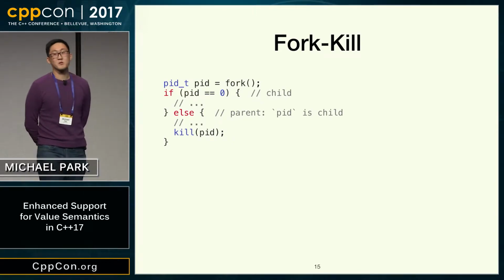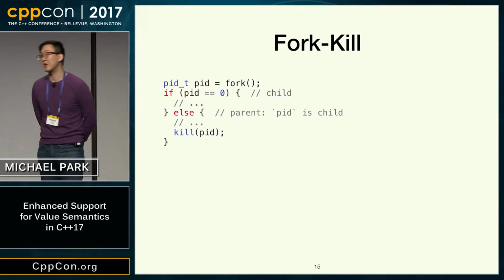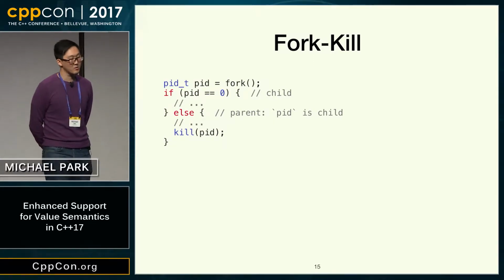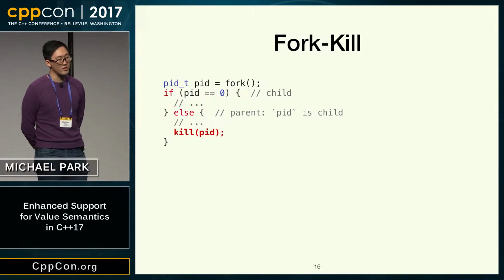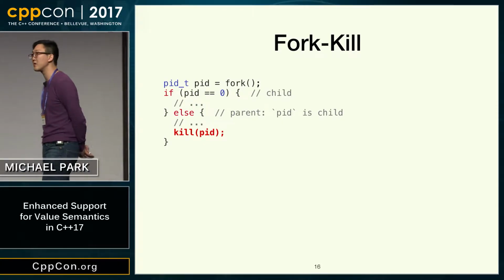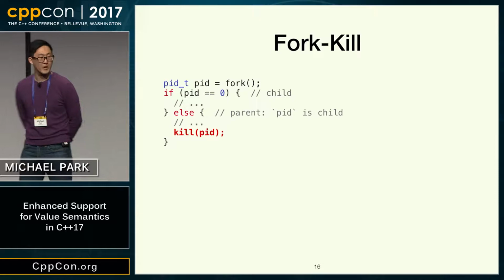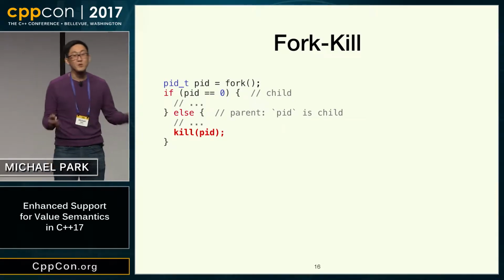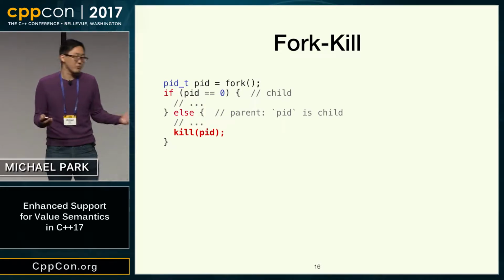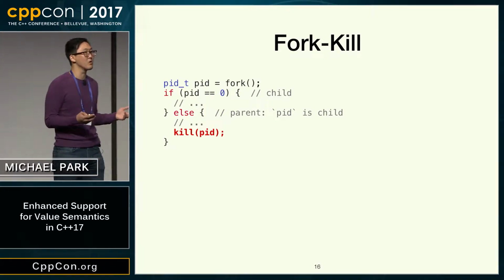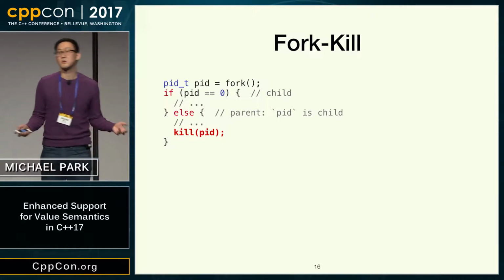So when fork fails, fork will return -1, as most Unix functions do. So we have -1, we check for 0, and we get into this else, and we think we're a parent, except we actually failed. But we're going to proceed and try to kill the child process, which we failed to create. So PID is actually -1 in this case. So what happens when you call kill -1? Does anyone know?